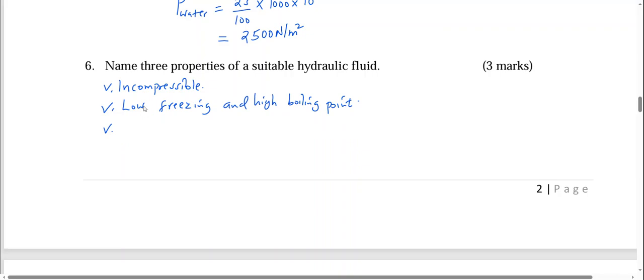Property number 3, this liquid should not corrode parts of the hydraulic system.